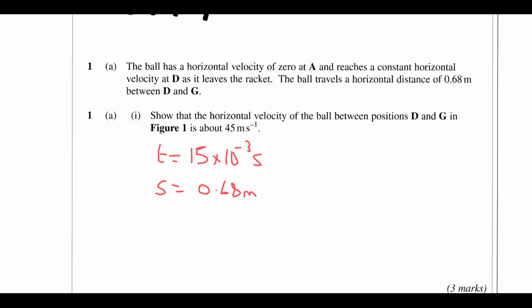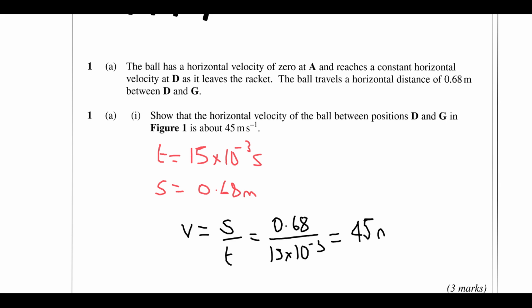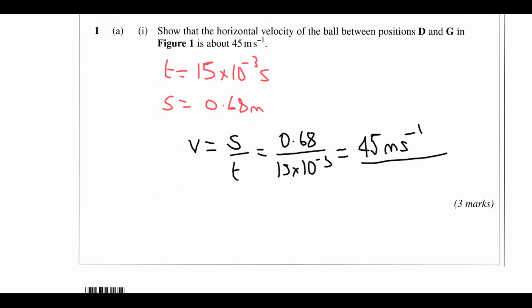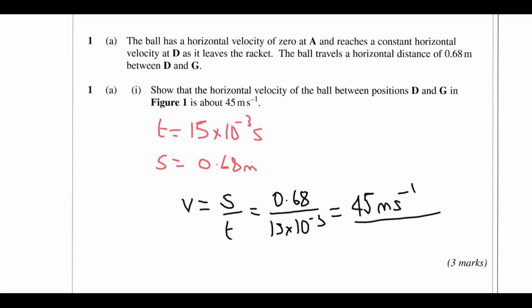So we can essentially just use this equation, and we can only use that when we know velocity is constant, or we want the average velocity. So 0.68 divided by 15 times 10 to the minus 3, and then we do that calculation. We get 45 meters per second, which is what we were trying to show in the first place. So that's always nice. Okay, so let's move on to the next question.